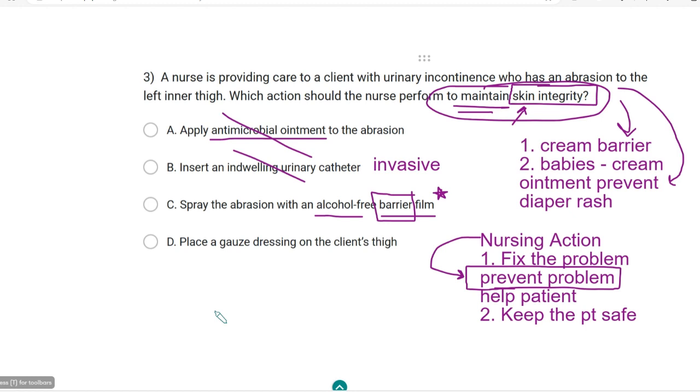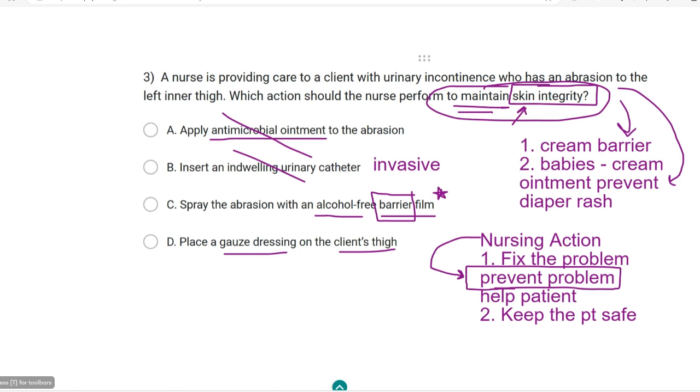We get to D, and D says place a gauze dressing on the patient's thigh. Now, although a dressing can somewhat provide a barrier, they're incontinent of urine, and we know that urine can seep through a dressing. And what happens when patients have dressings and they poop or they pee? Of course, we have to change that dressing. It doesn't really protect the thigh altogether. It's not the best choice. Do we really need a dressing for that thigh abrasion? Well, a dressing just will not protect it from constant moisture.